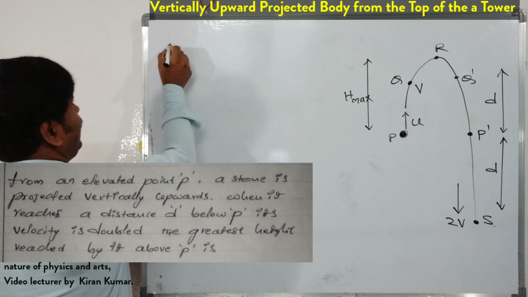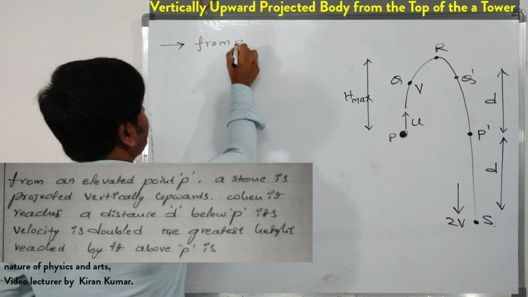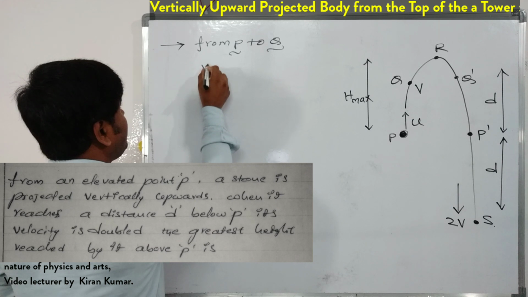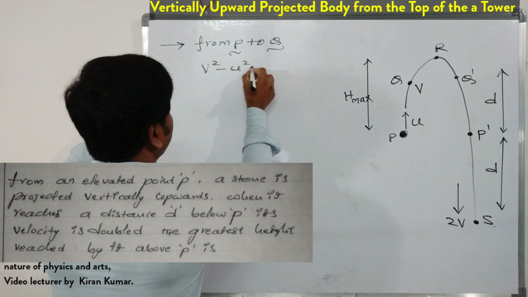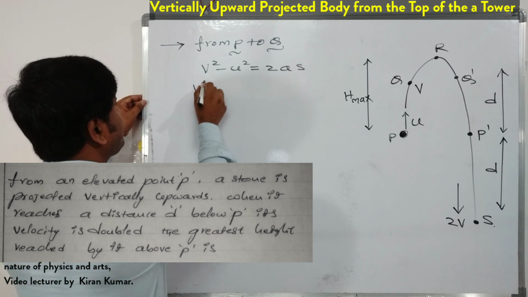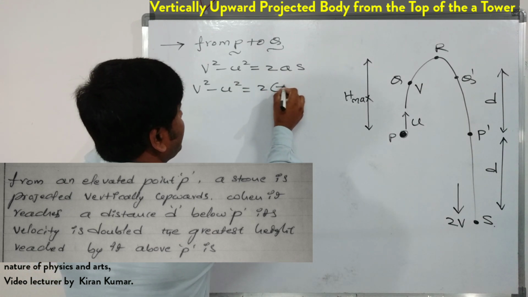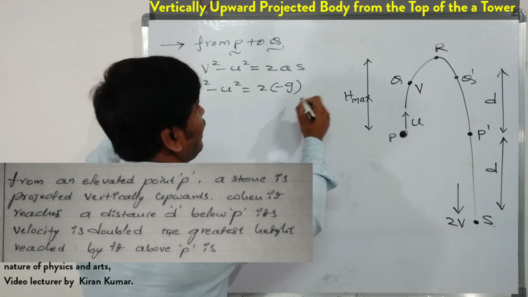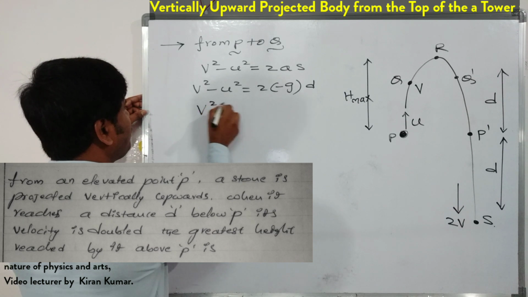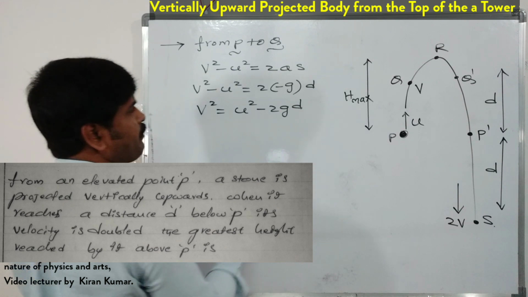First I am taking the equation of motion from the P point to Q point, that is V square minus U square is equal to 2AS. That is V square minus U square is equal to 2 into A, where A is minus g. And next, S is taken as d here. So we got V square is equal to U square minus 2g into d.